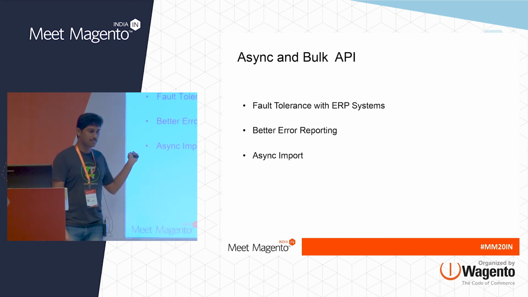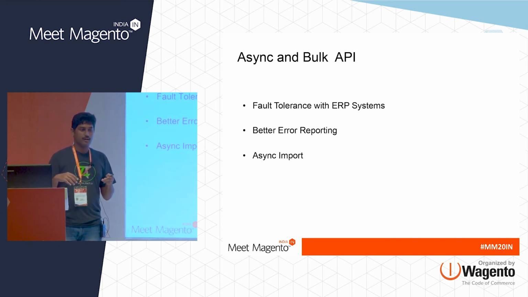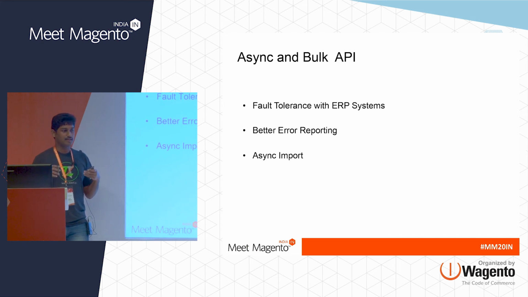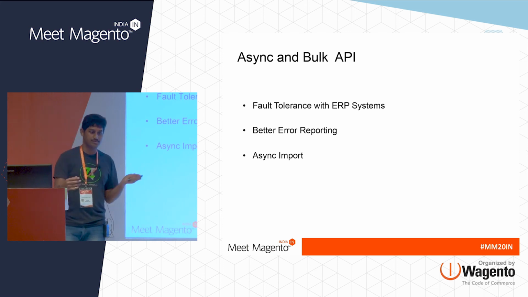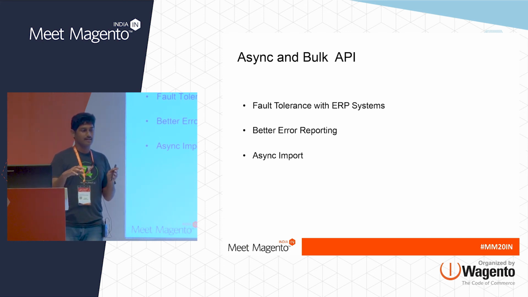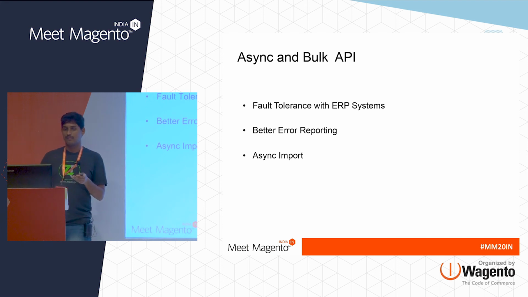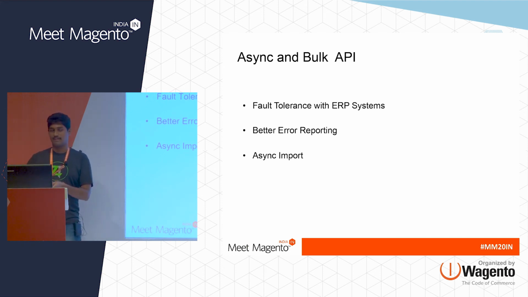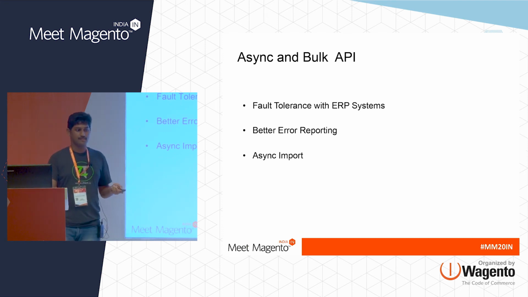And then there is a community project called async import. As developers, we have to force our clients to use this, right? They don't know how to generate the payload and hit the APIs. So with this async import, you will have a CSV file. The CSV file will be converted into payloads, and then it will hit the async APIs or bulk APIs, and the request will be processed.